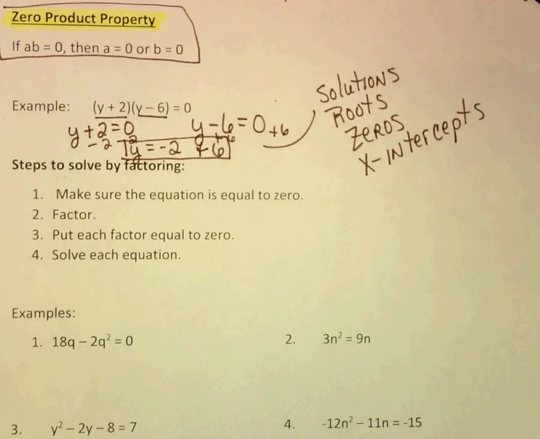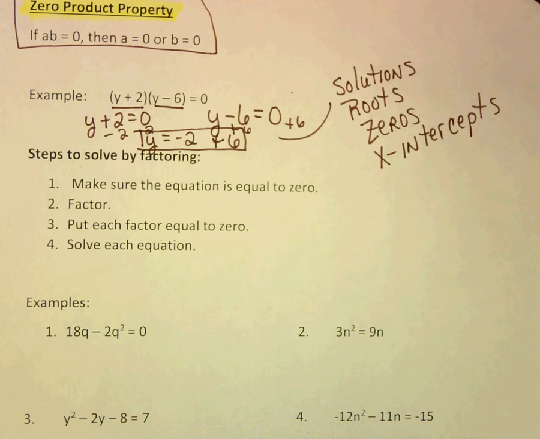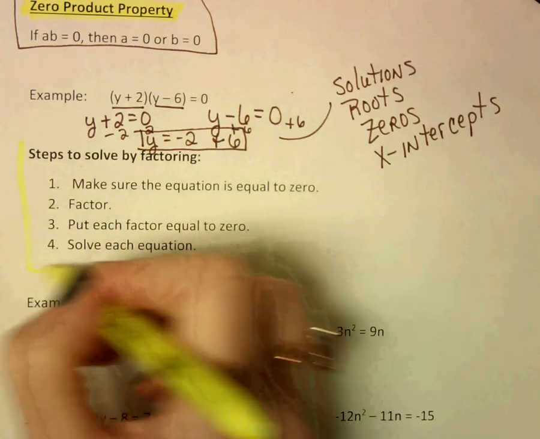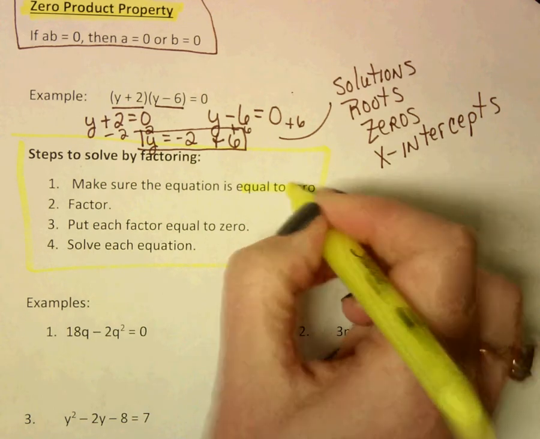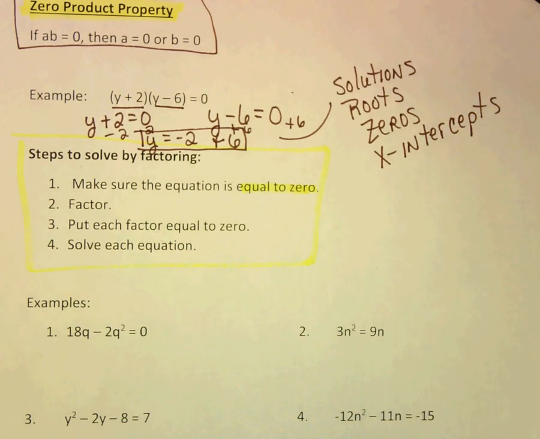Okay, so our steps to factoring, these are really important, especially this step number 1. We have to make sure that our equation is equal to 0. Otherwise the zero product property doesn't come into play. Then we're going to factor it. Then we're going to put each factor equal to 0. And then we're going to solve each of those equations. Okay, so let's look at our examples.